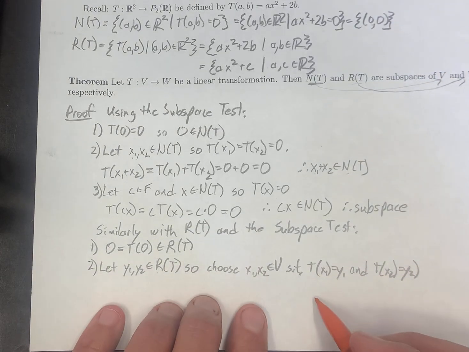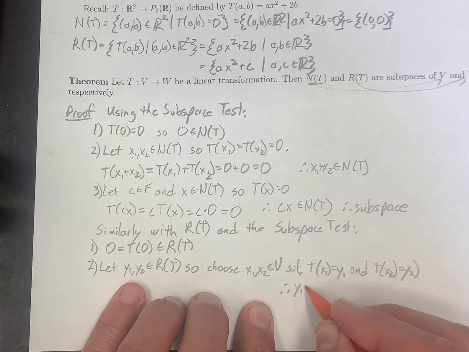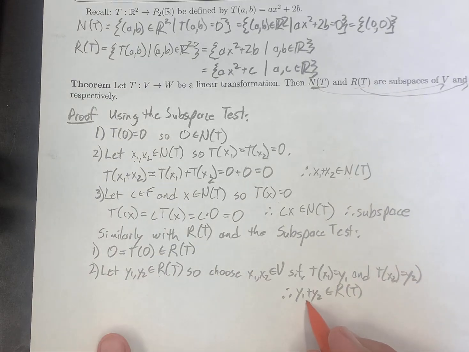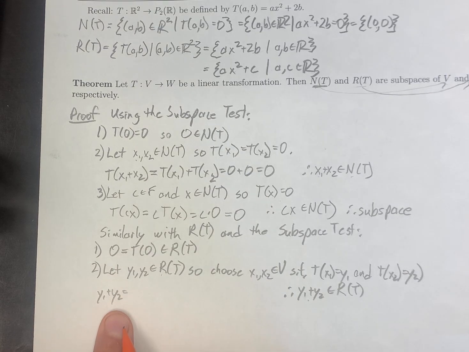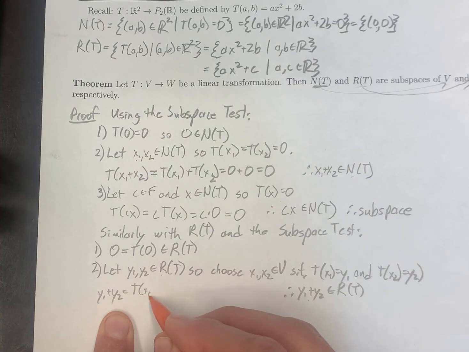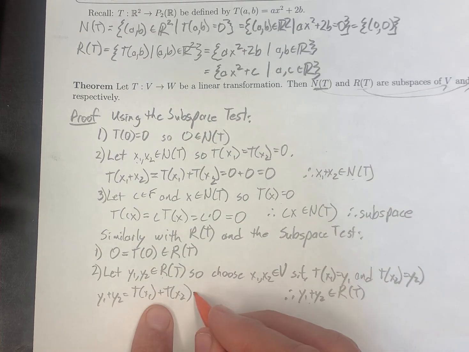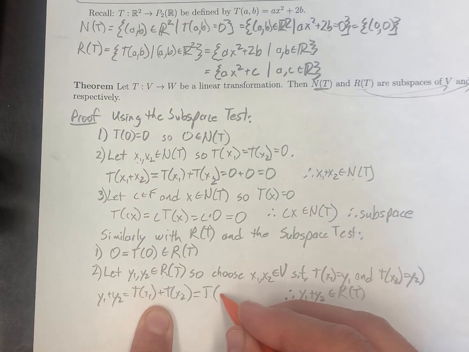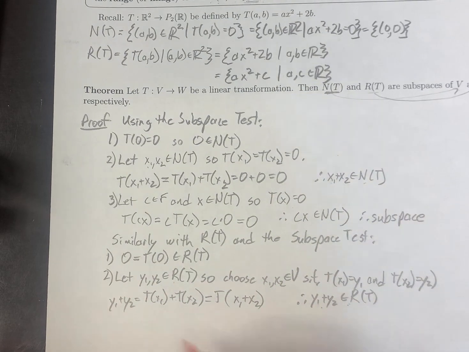Where are we trying to end up, right? If there's any justice in the world, we better end up with, therefore, y1 plus y2 is in the range. What's that mean? It means we need to write y1 plus y2 as T of something. Well, gee, I can't write it as T of something right away, but I could write it as T of x1 plus T of x2 by what I have. But these are linear transformations. What a shock. So we'll say the sum of the outputs is the output of the sum. And in fact, that's the definition of being in there.